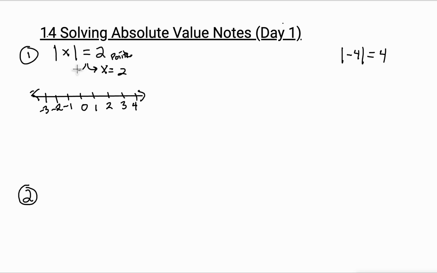We also have the negative side, where x equals -2. If we substitute -2 in for x, the absolute value of -2 is +2. So they both have the solution of 2. We've got two answers that are true for this equation, and this is our first time seeing that. It could be -2 or it could be +2.